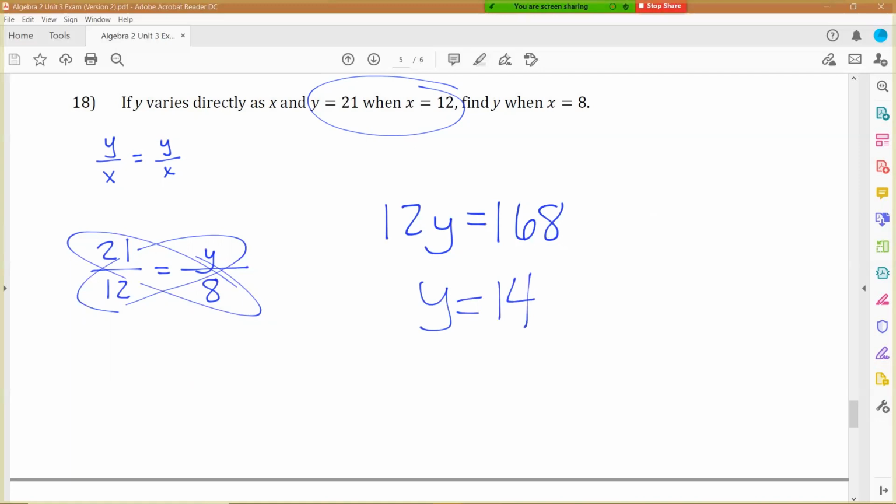Questions on this one? We just did what you did. Oh, I didn't show that I divided by 12. Yeah. Are we allowed to do that? Yes.